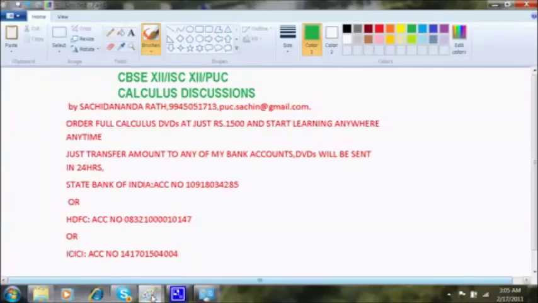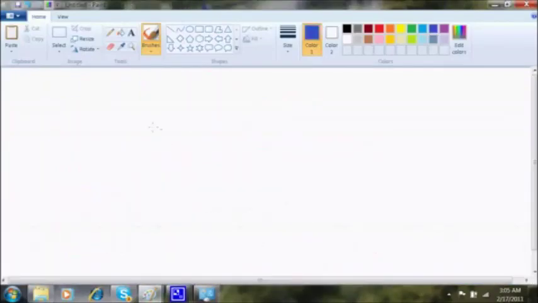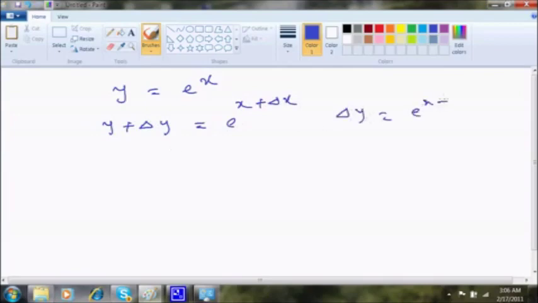First principles. This is the fourth discussion. y equals e to the power x. So y plus delta y is e to the power x plus delta x. Delta y is e to the power x plus delta x minus y, which is e to the power x plus delta x minus e to the power x.